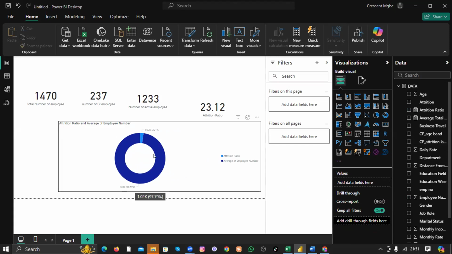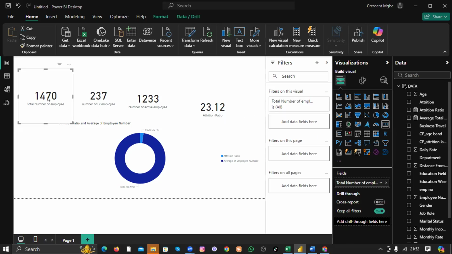97.7%. So in the whole year, one full year, only 2.2% of people left, mostly through resignation, could be through retirement, but in the further analysis we're going to do, we'll discover how they left, whether it's through retirement or not. But this is good. Like I mentioned, hospitals always record low attrition ratio. Out of 1,470, only 227 left in a whole year, and they were able to retain 1,233. So this is good. The company is very good.